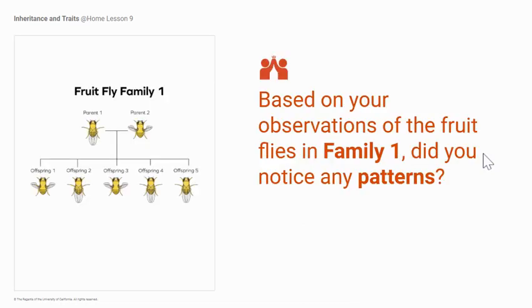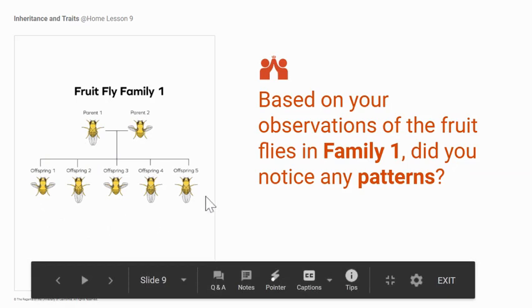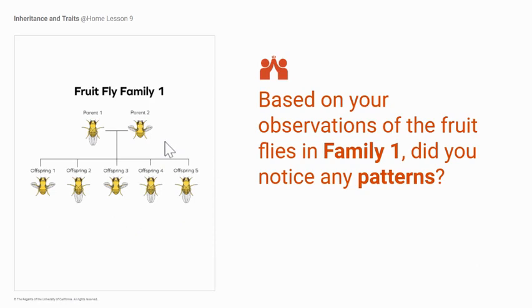So on the first one, it says, based on your observations of the fruit flies in family 1, did you notice any patterns? So here we really want to take a look at our parents, which are our top 2, and then look down here at the offspring, which are 1 through 5. So take a close look at the location of the wings or the size of the wings. Take a look at the size of the body, maybe the color, any other defining traits there. What are some of the patterns you notice that relate the offspring to the parents? What do you notice about them?